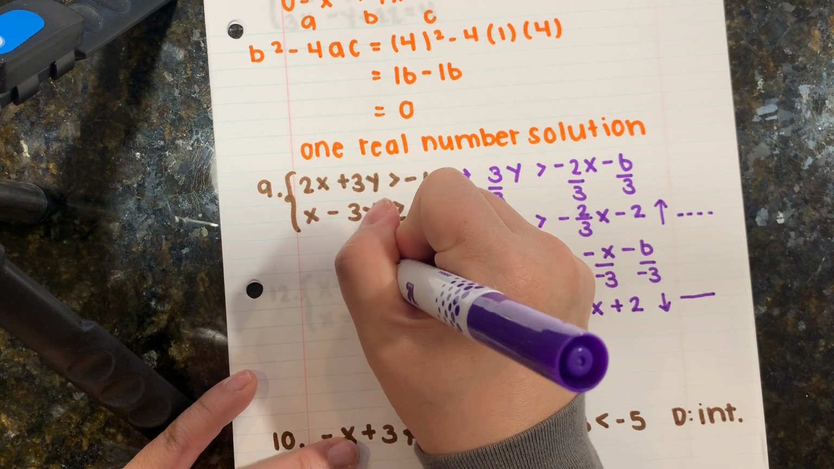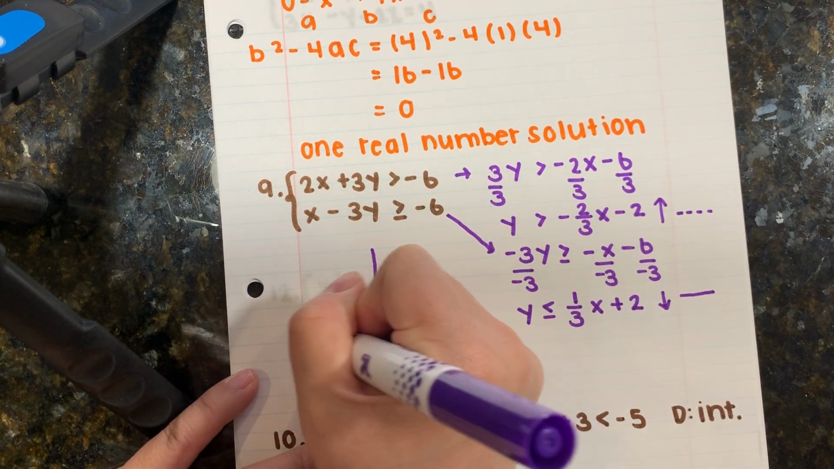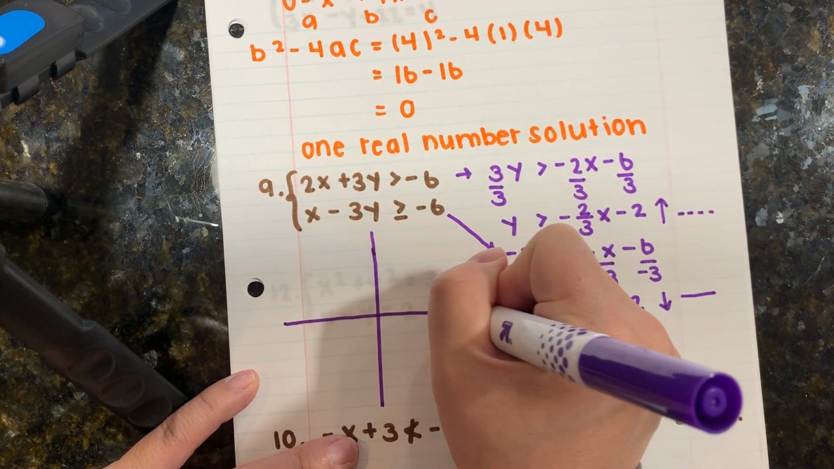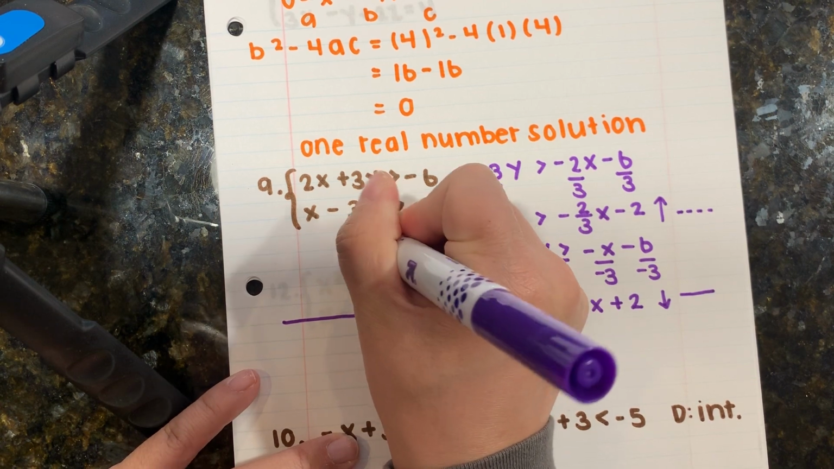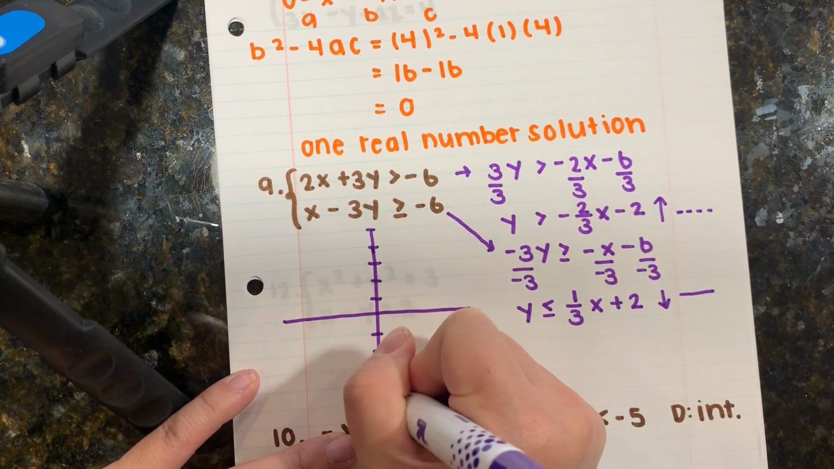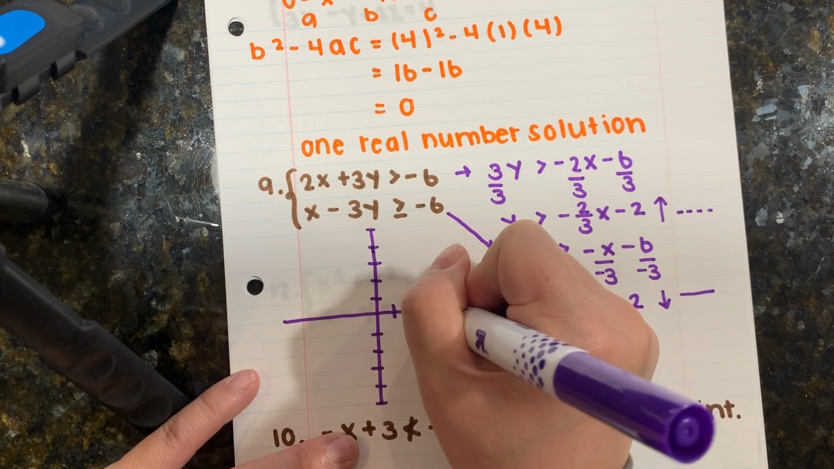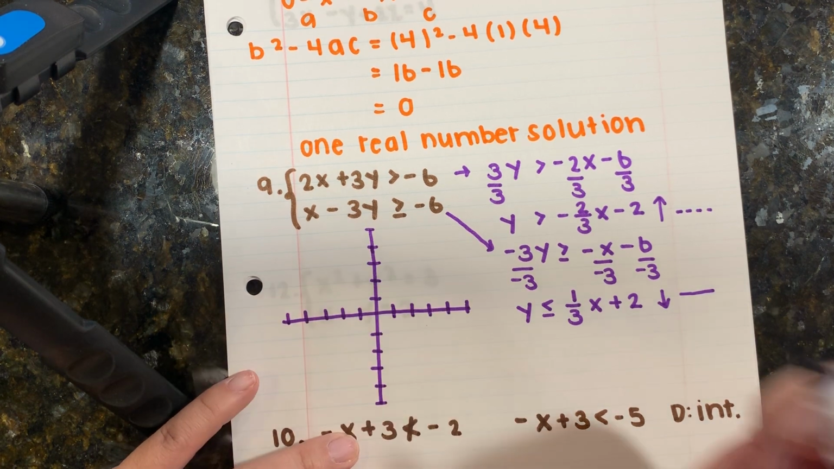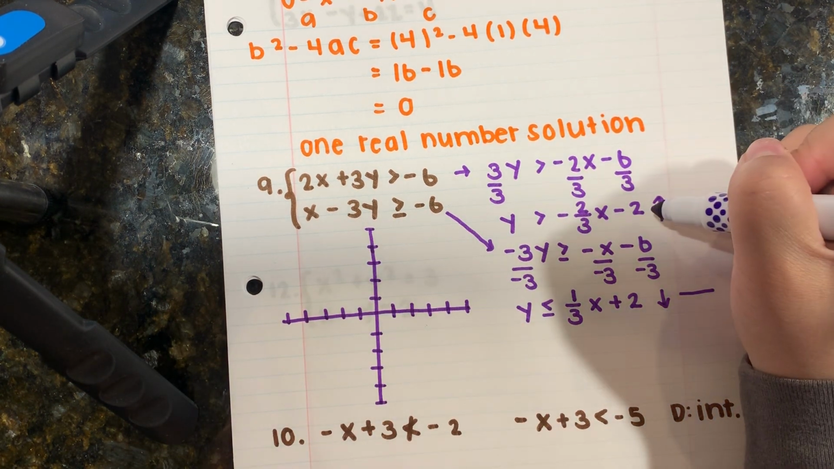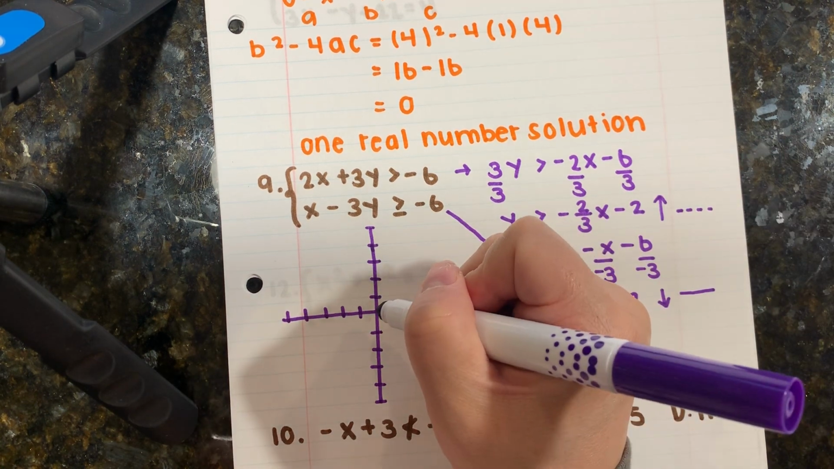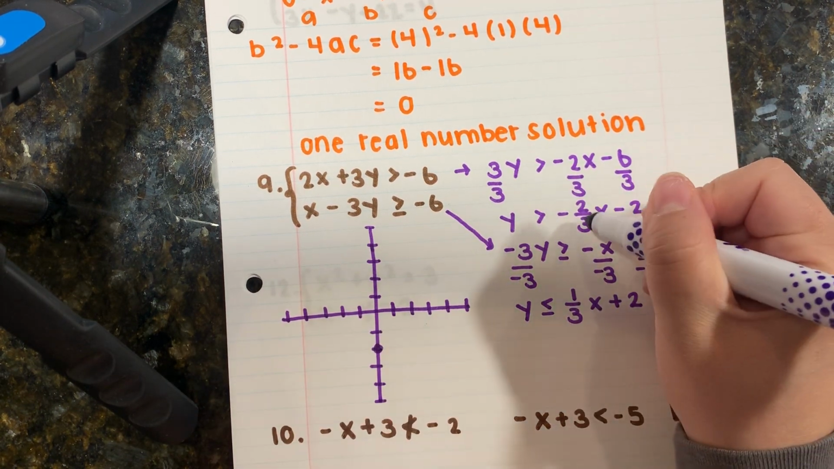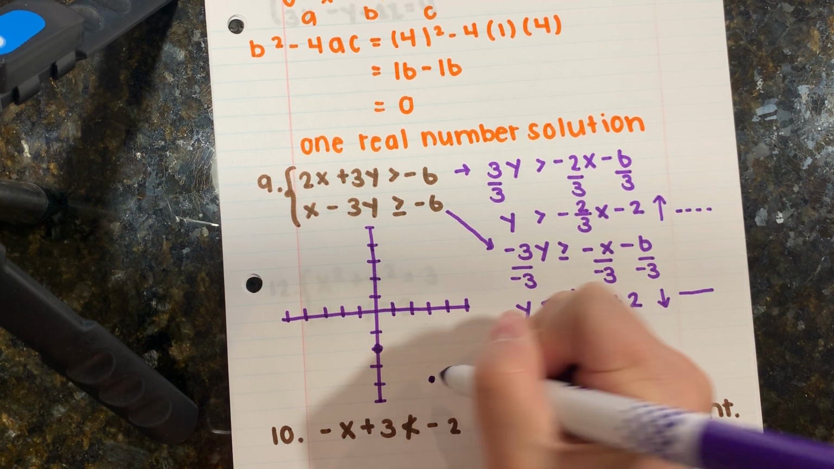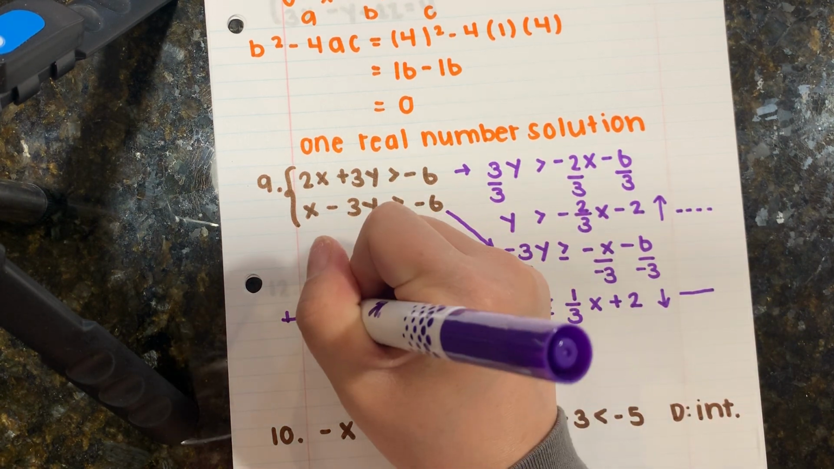And now I need to graph this. One, two, three, four, five. 1, 2, 3, 4, 5. Okay, so now this first line is going to cross at negative 2. So that means from the origin, I'm going to go down 2. Then my slope is going to be down 2 over 3, or up 2 over 3.